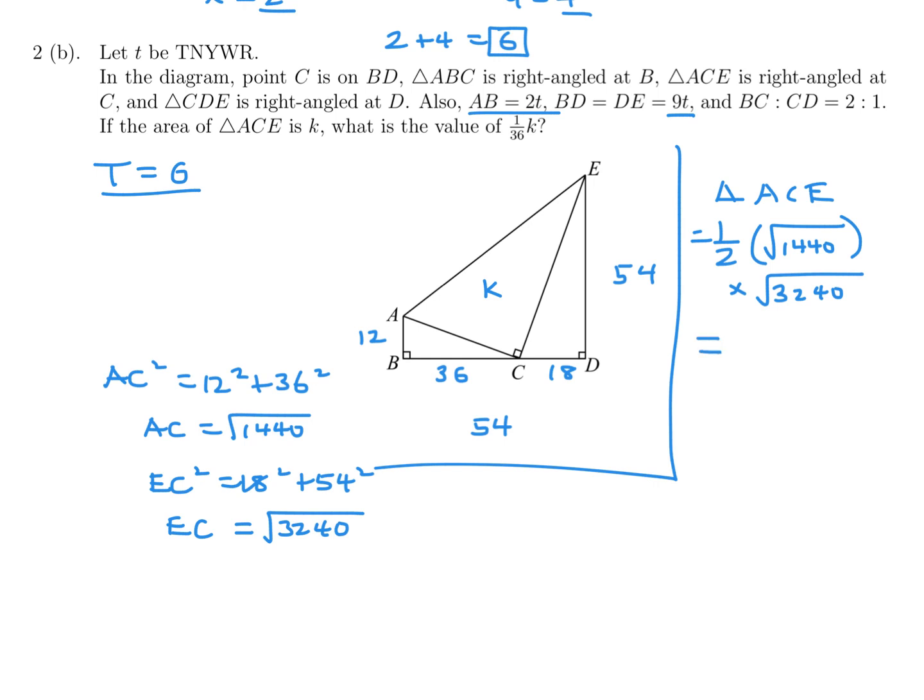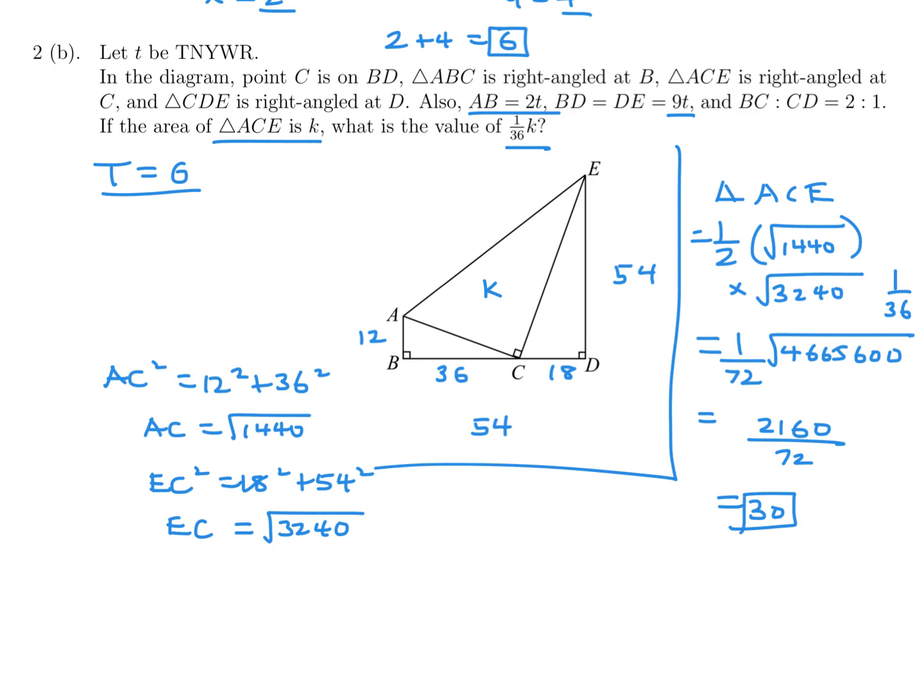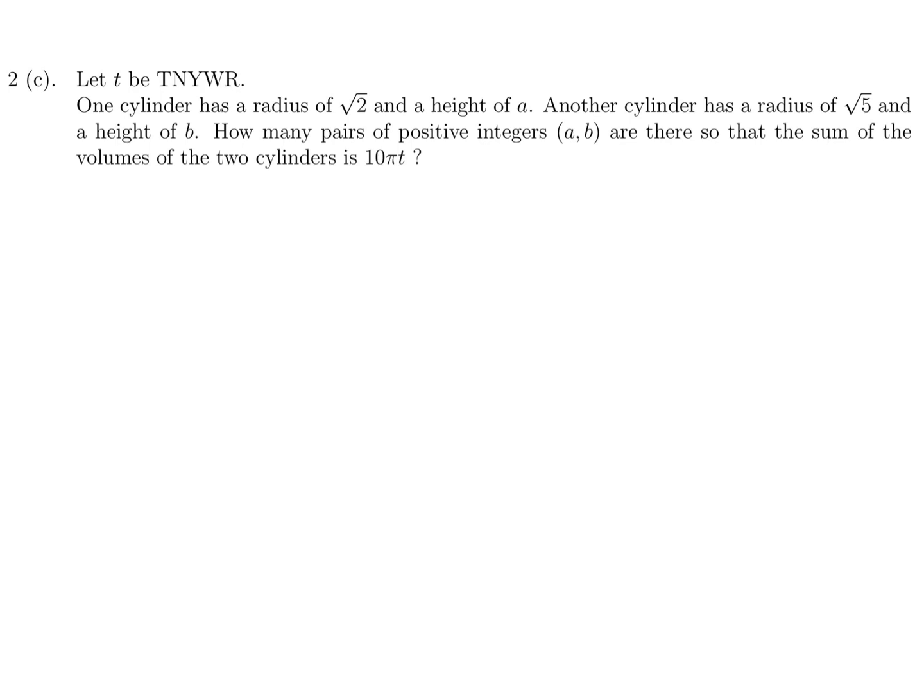And when you do this math, you would get K, right? Yeah, because K is representing the area. But we want 1/36 of K, so this whole thing times 1 over 36. Actually, I don't need to substitute anything, I just have to crunch out those numbers. This half and this 36 give me 1 over 72. And the 1440 times the 3240 would give me 4665600, all under the square root sign. And that's going to be 2160 over 72, and that is 30, the answer. T in this question would therefore be 30, the answer to the previous question.